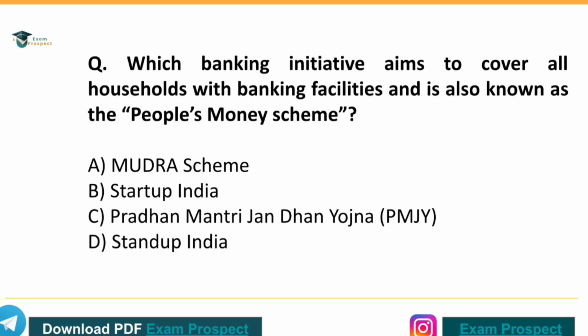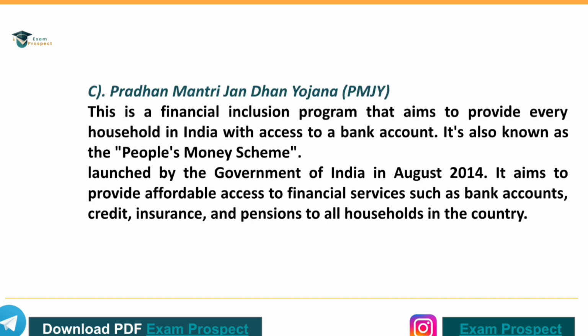Next question, which banking initiative aims to cover all households with banking facilities and is also known as the People's Money Scheme? Correct answer is option C, Pradhan Mantri Jan Dhan Yojana (PMJDY). And this is a financial inclusion program that aims to provide every household in India with access to a bank account. It's also known as the People's Money Scheme.